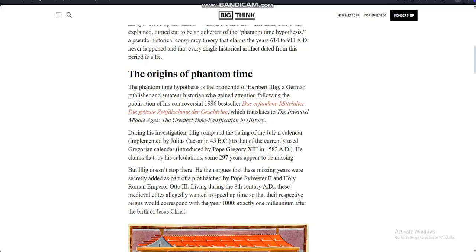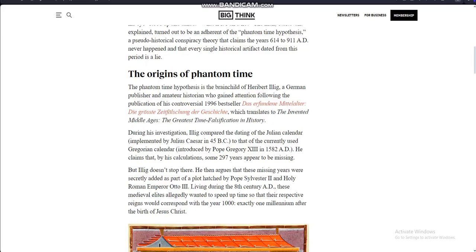But Illig doesn't stop there. He then argues that the missing years were secretly added as a part of a plot hatched by Pope Sylvester II and Holy Roman Emperor Otto III, living during the 8th century AD. These medieval elites allegedly wanted to speed up time so that their respective reigns would correspond with the year 1000, exactly 1 millennium after the birth of Jesus Christ. So as I was saying before, Bobby Hemmett was saying they were fabricating themselves a history. So they manipulated time to confuse people and not to know of their own lineage, things of that nature.